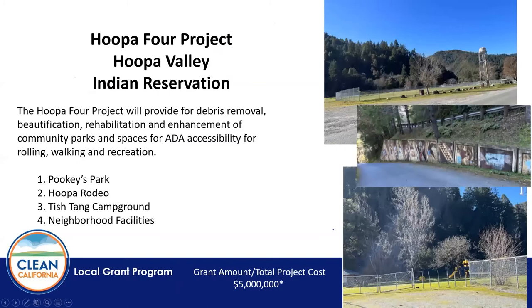And a few projects I just wanted to highlight and tell you a little bit about, these were a few of the projects that did receive funding. The Hoopa 4 project, the Hoopa Valley Indian Reservation project, received $5 million in grant funding. And this project had four components to it: park, rodeo grounds, campgrounds, and neighborhood facilities.